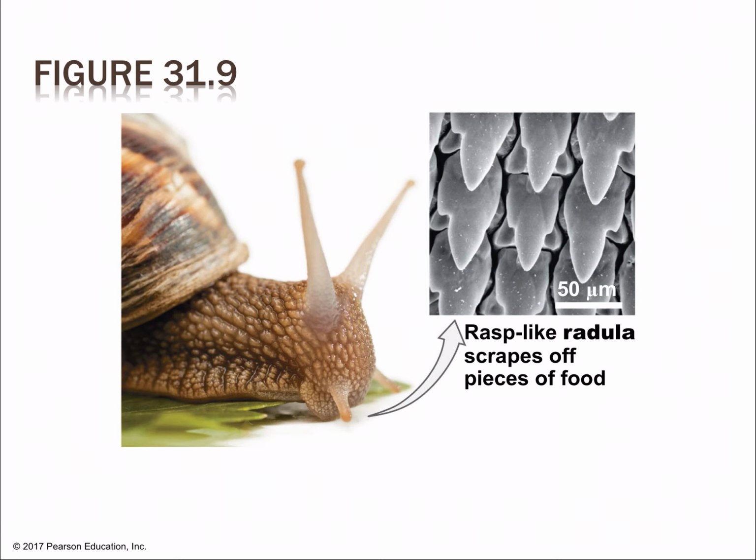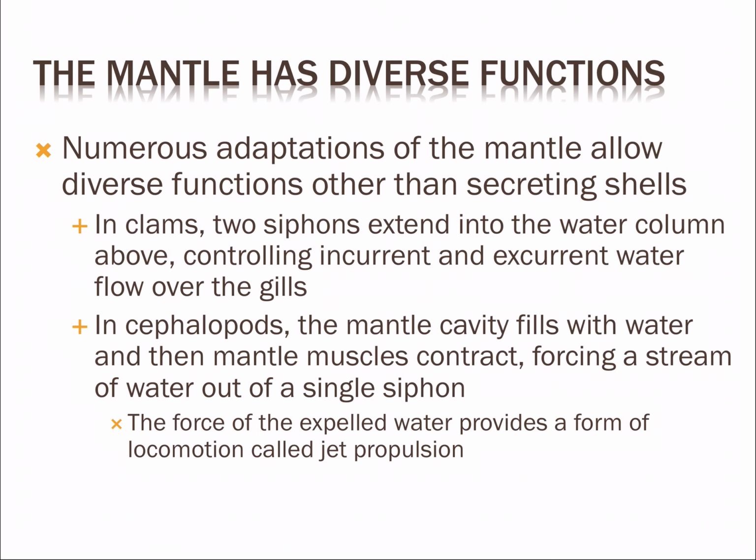All right. So here's that radula that scrapes off pieces of food. You can see it zoomed in there, the rough texture, which allows the snail in this case to take in food. Many adaptations of the mantle allow it to do lots of things besides just secreting shells.